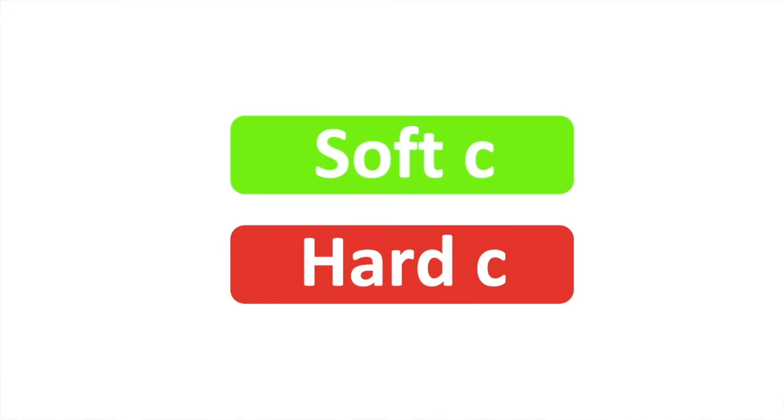Soft C, hard C. The letter C is a consonant. It has a soft S sound and a hard K sound. The sound the letter C makes will depend on the letter that follows.